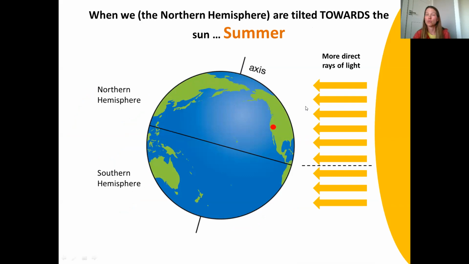When we are tilted towards the sun in the northern hemisphere, we experience the season of summer. The reason is that when we are tilted towards the sun, we are getting a larger percentage of the direct rays of light from the sun on the northern hemisphere than is allocated towards the southern hemisphere. When we get more rays of light, we get longer days and warmer weather, so what we experience as summer.